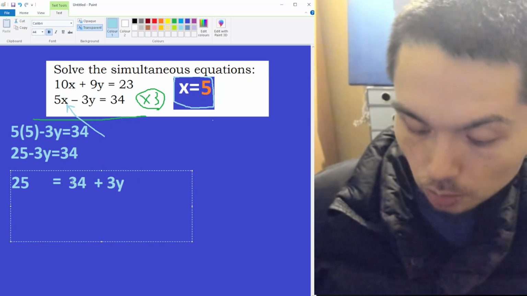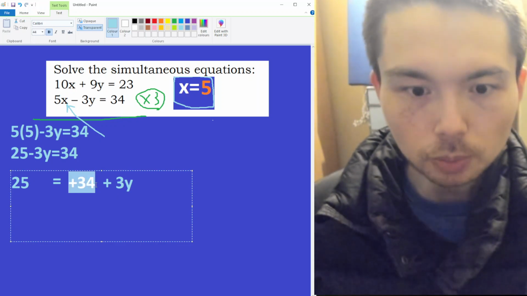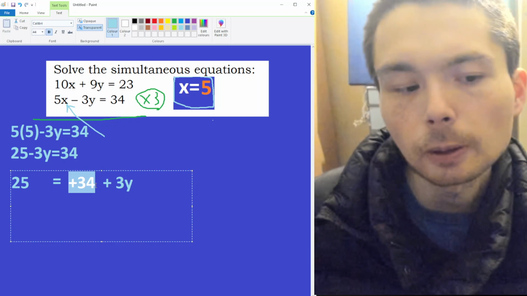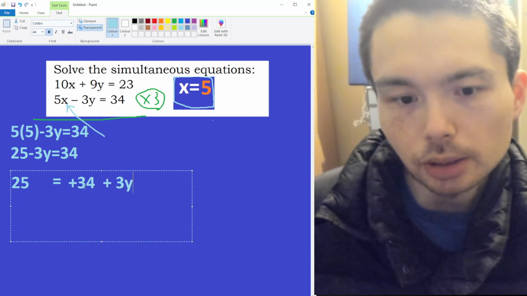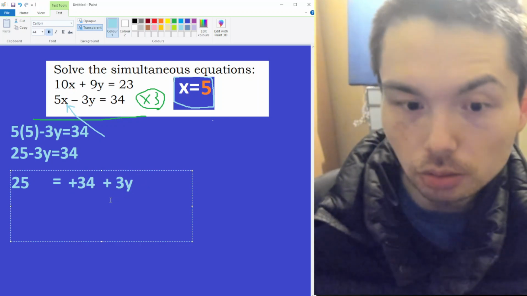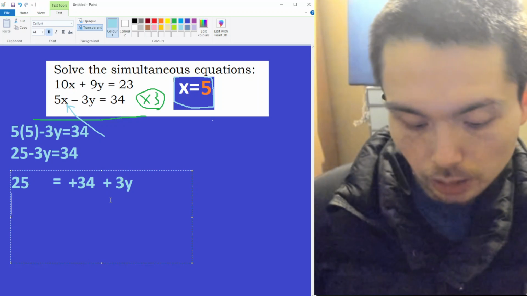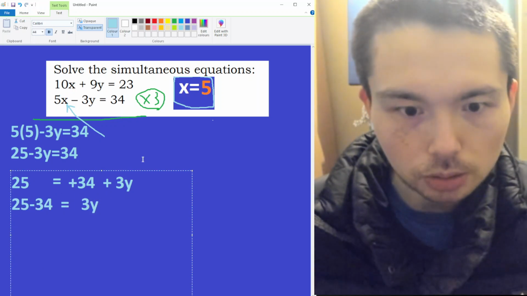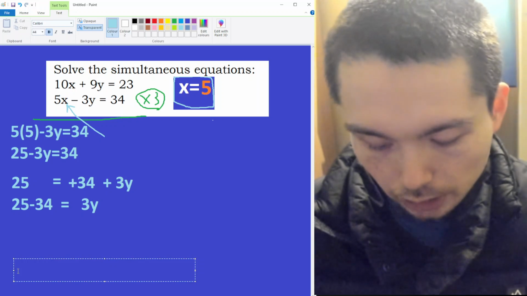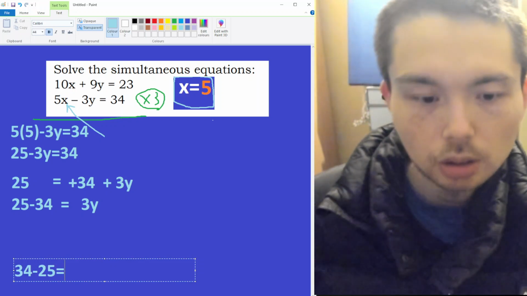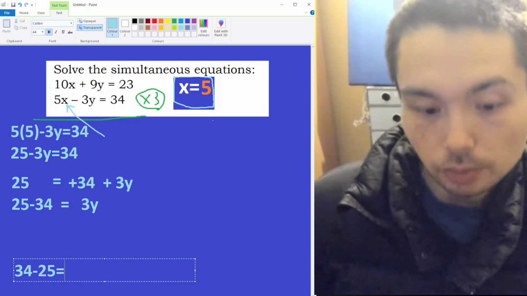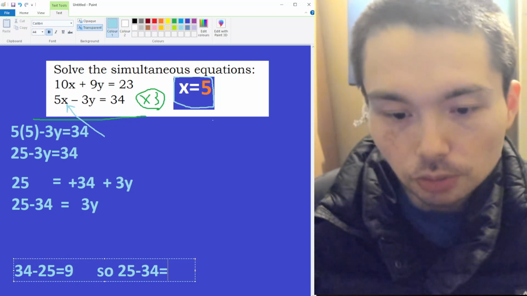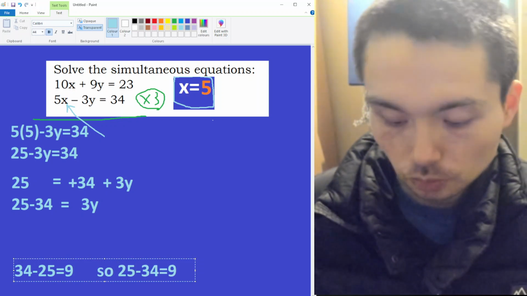Next bit. We have plus 34. When we are solving equations, we need all the numbers to be on one side and algebra to be on the other side. Move plus 34 over to the left. We have 25 minus 34 is equal to 3y. When we do that, you can think of it the other direction. Big minus small. 34 minus 25 is 9. So, other way around, 25 minus 34 is minus 9.